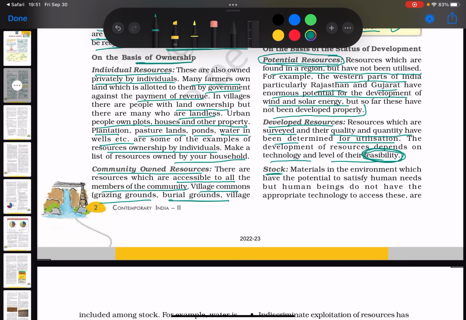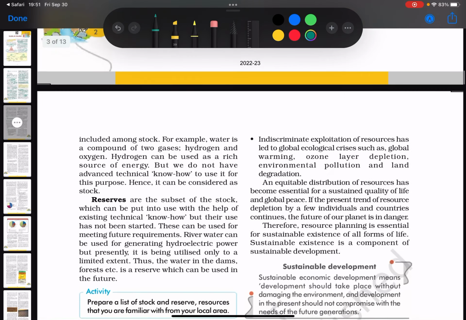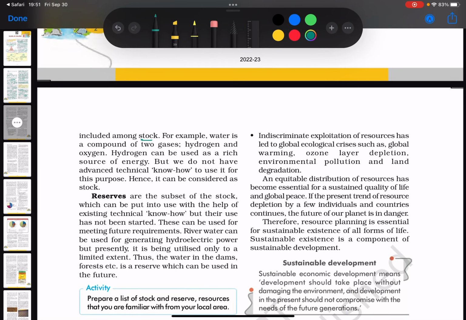Stock refers to materials in the environment which have the potential to satisfy human needs, but human beings do not have the appropriate technology to access these. So for example, water is a compound of two gases, hydrogen and oxygen. Hydrogen can be used as a rich source of energy, but we do not have the advanced technical know-how to use it for this purpose. Hence, it can be considered as a stock.